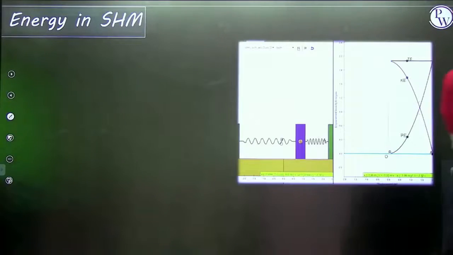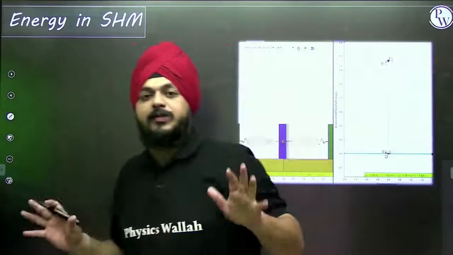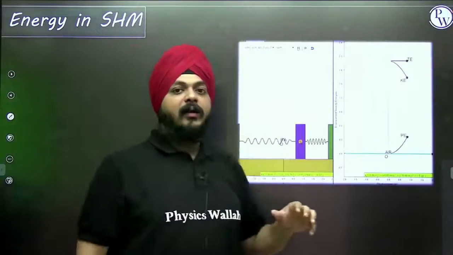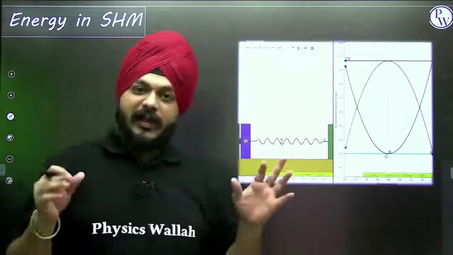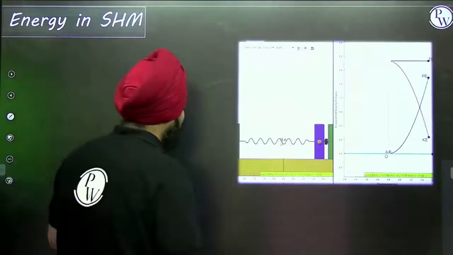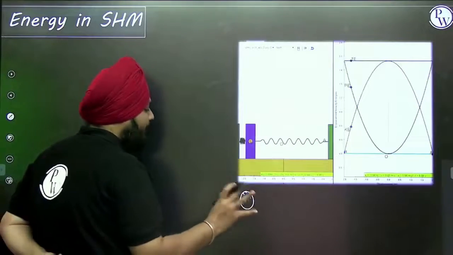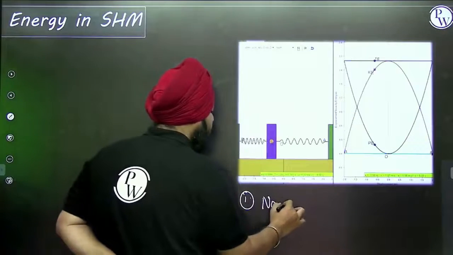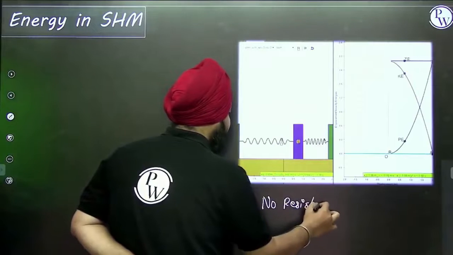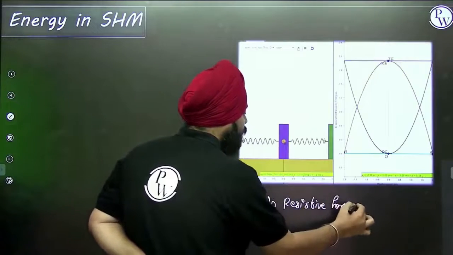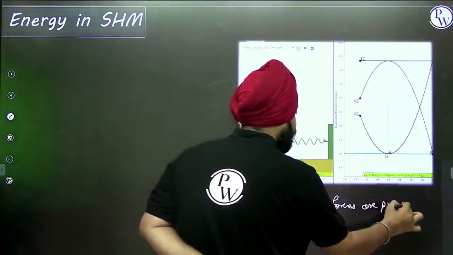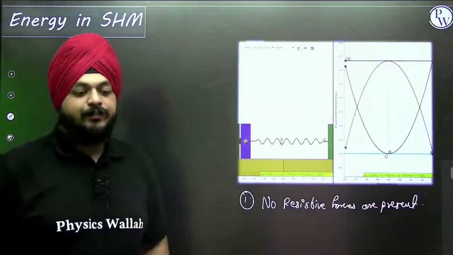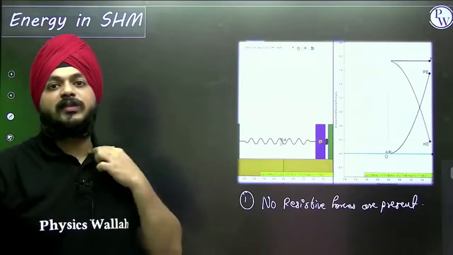So students, let's move on to the energy variations in SHM. How the energy is getting varied. See, you can see this graph, right? We are going to see the equations also, we are going to see everything, right? But here, first of all, in SHM, the most important thing that I want to write in front of you all is that no resistive forces are present. Okay, no resistive forces are present.